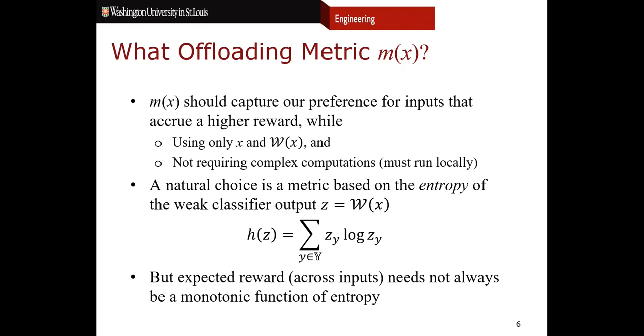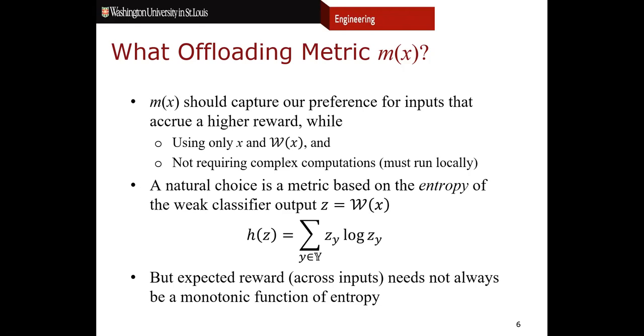And so the choice that we picked was essentially a metric that's based on a function of the entropy of the weak classifier output. So if you look at the weak classifier output, as I mentioned, it's a distribution, right, of the odds that that particular image belongs to a particular category.